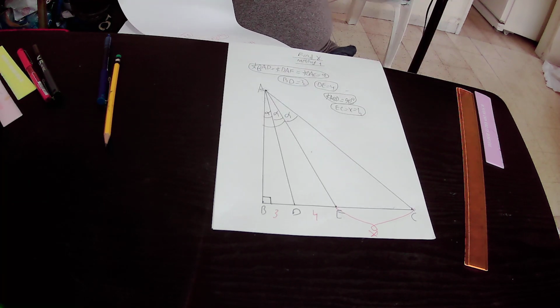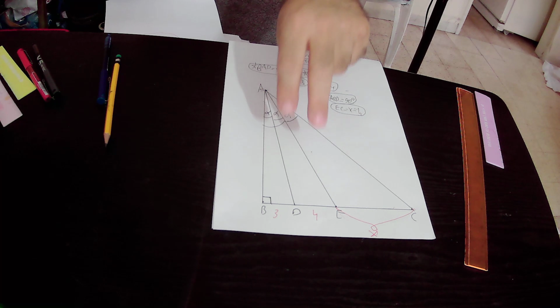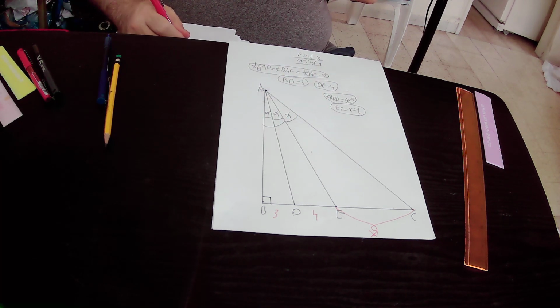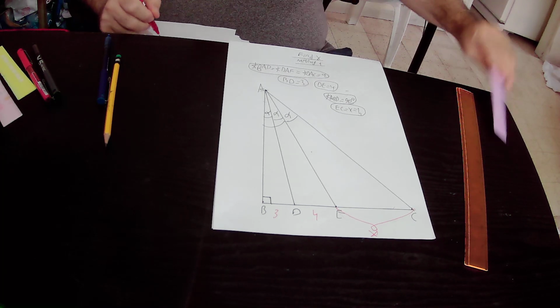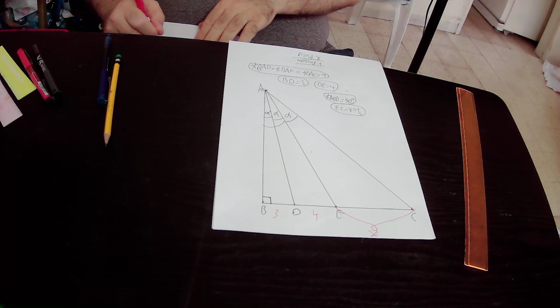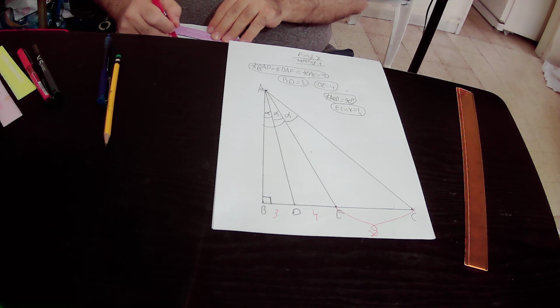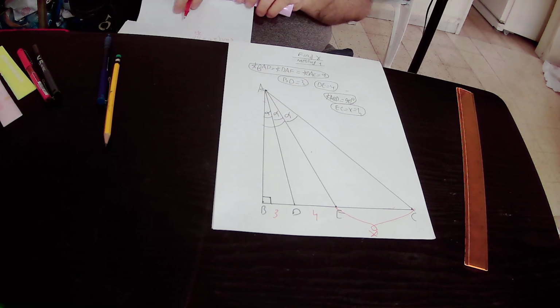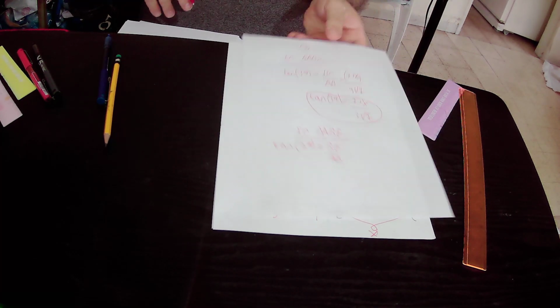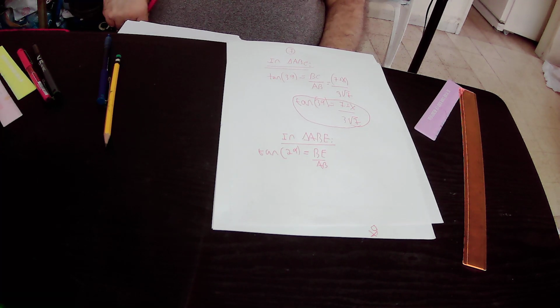So in the next step we will focus on the right triangle, triangle ABE. In the right triangle ABE, we know that tangent 2 alpha equals BE over AB.